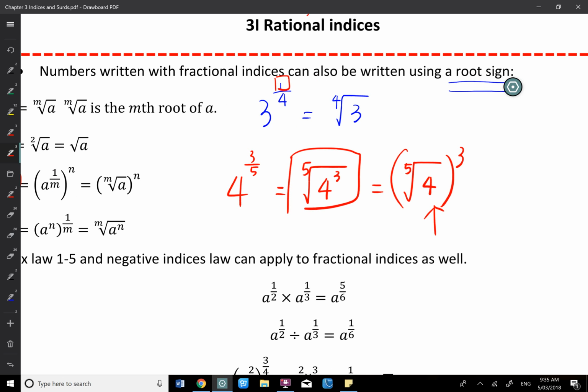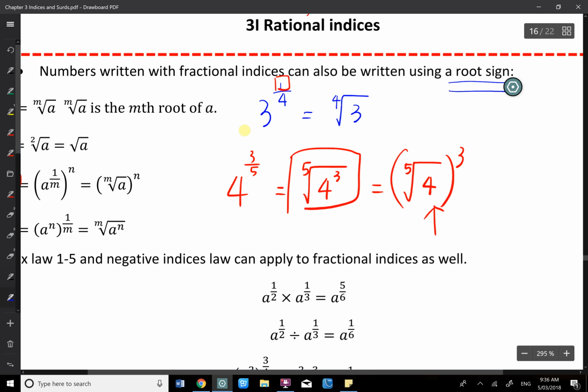4 to the power of 3. What is 4? 4 is 2 times 2, and then you power it by 3. How many 2's are there now? 6. So what we will have here is 2 times 2 times 2 times 2 times 2 times 2, and then we take a 5th root.